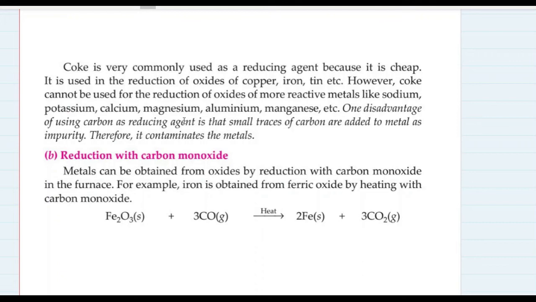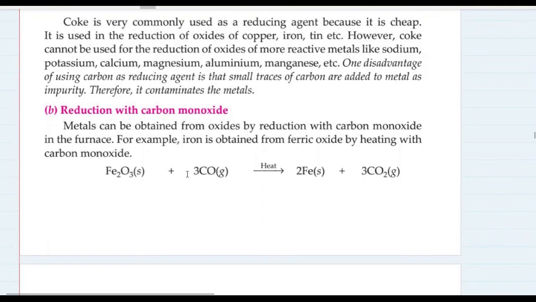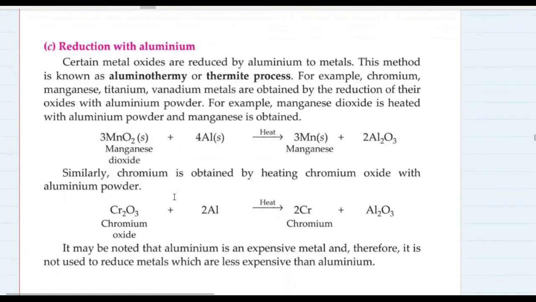मतलब कार्बन इजी तो है, चीप तो है, इसको यूज कर सकते हैं एक्सट्रैक्शन के लिए, बट it also gets added to the metal as impurity, which is unwanted. Then there is another method of reduction, that is using carbon monoxide. Carbon monoxide also is a good reducing agent. So if you reduce the oxides of metal with carbon monoxide in the furnace, for example, iron oxide, ferric oxide, it is treated with carbon monoxide and heated to give pure iron and carbon dioxide.